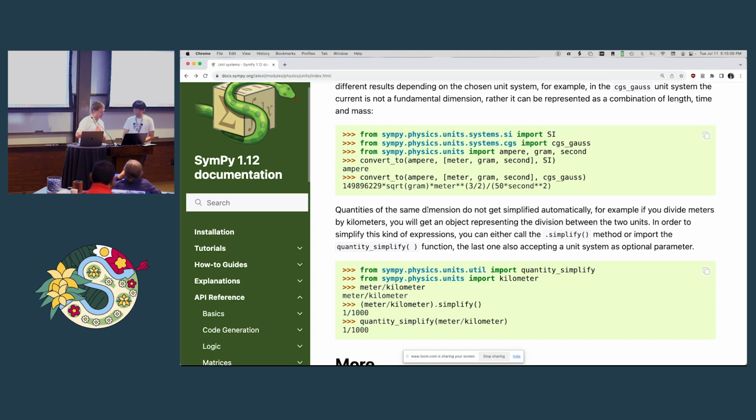Wait, why did it stop working? Oh, I think there's probably a function convert_to, not a method, that you want to use. It's just a function. I don't know where that function comes from. Yeah, it comes from the units module.